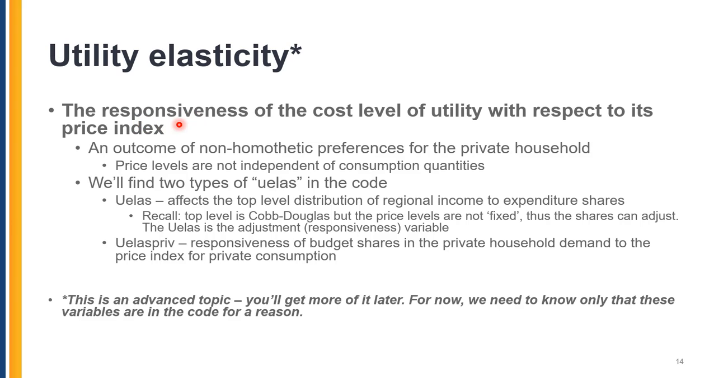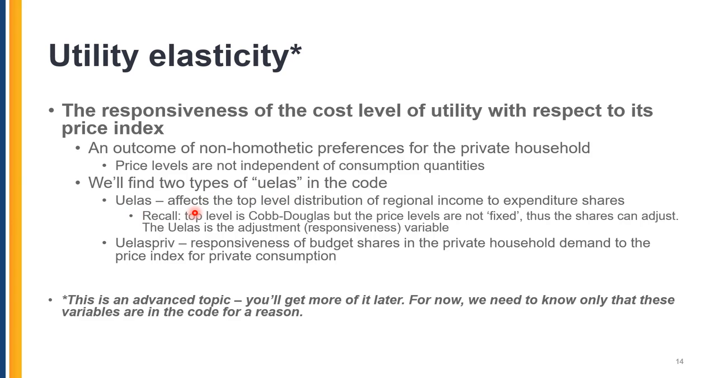The utility elasticity is just the responsiveness of the cost level of utility with respect to its price index. So the non-homotheticity in the private household gives us price levels that are not independent of the consumption quantities. So you adjust a quantity, it is not done at a fixed price. That quantity adjustment in an equilibrium system means that demand went up, and so there are potentially bids going up on the goods that you're trying to buy, and so that price adjustment follows from that. And so we'll see those two different types of UELAS in the code.